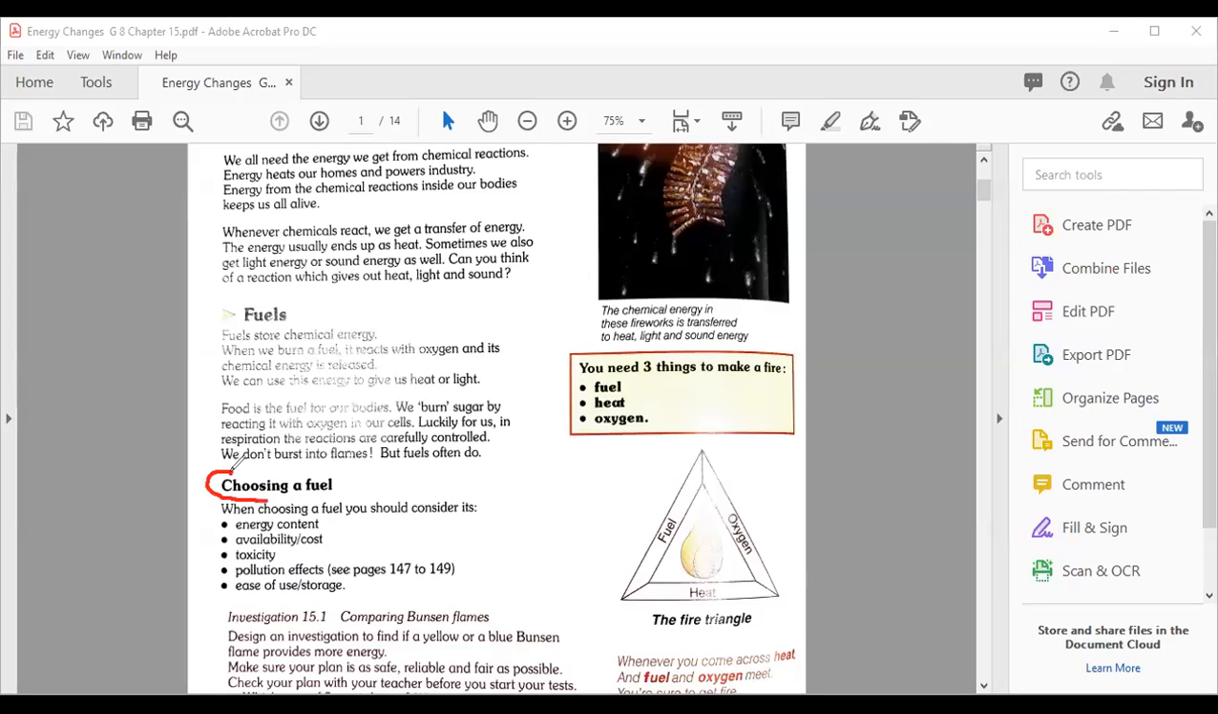When you are going to choose a fuel, you should keep these points in your mind. So I am just going to revise all of them one by one again. Number 1, energy content. Number 2, availability or cost. Number 3, its toxicity, it should not be harmful. Number 4, pollution effects, how much it is going to pollute your environment and your atmosphere. And the last, ease of use and storage. So till here, my dear students, if you have any question, please raise your hand, otherwise type no.